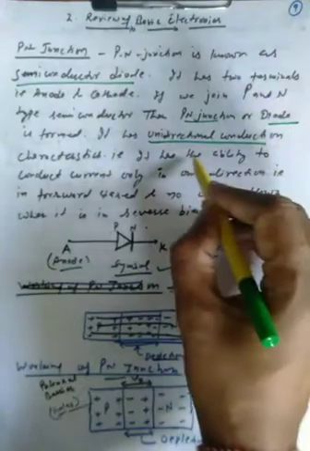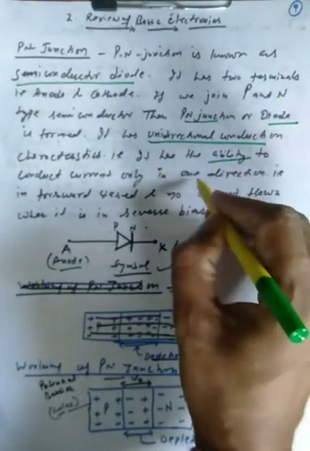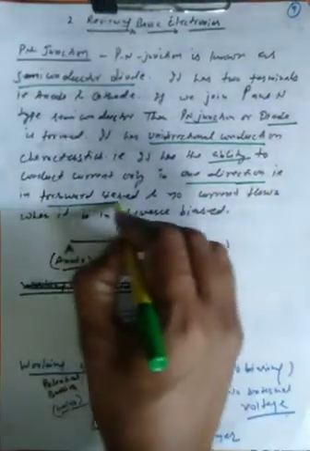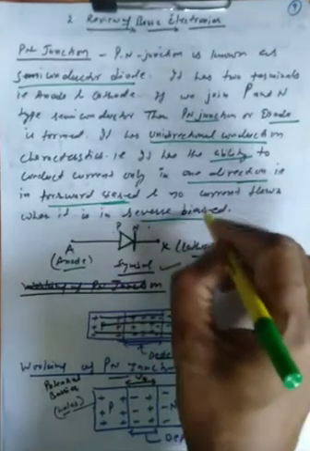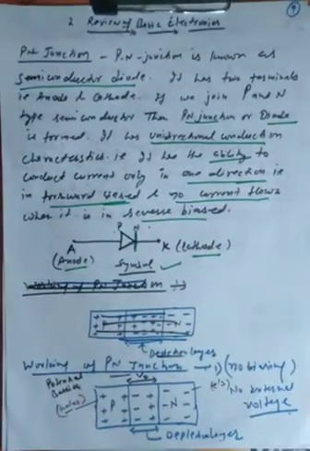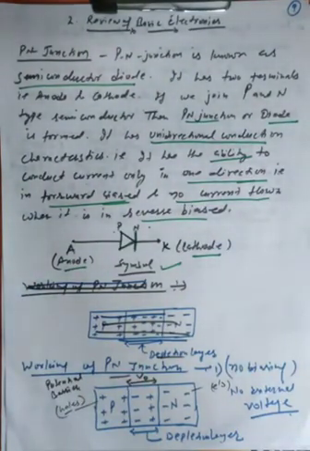PN junction is a unidirectional characteristic. That means uni means single direction. It can conduct the current only in a single direction, that is in forward direction, and in reverse direction there will be no conduction of current through the PN junction.